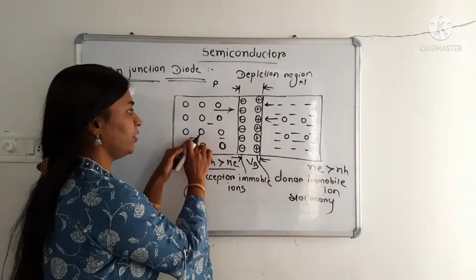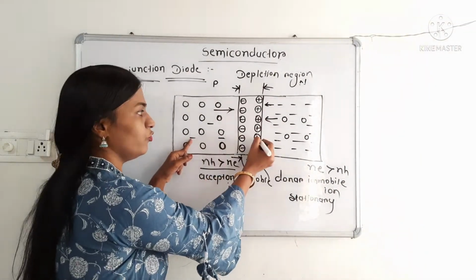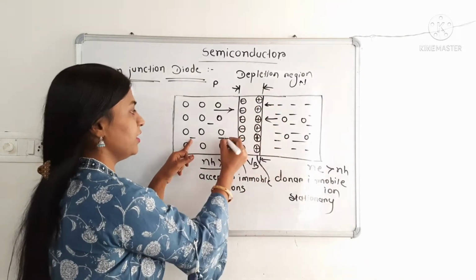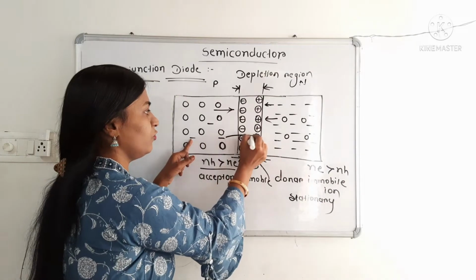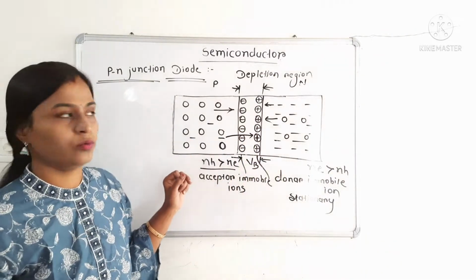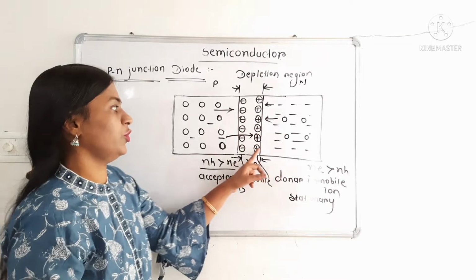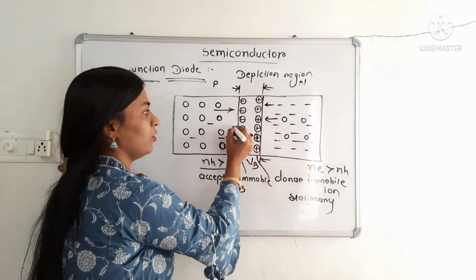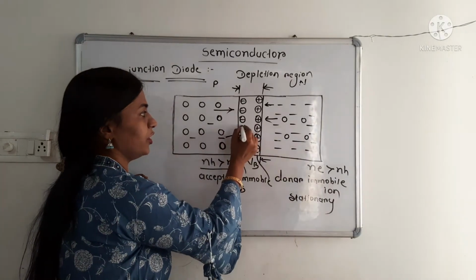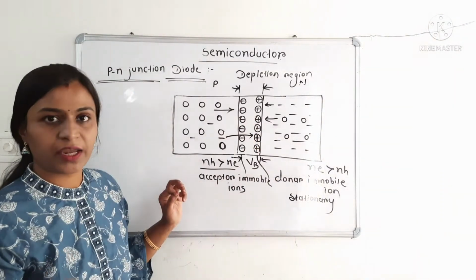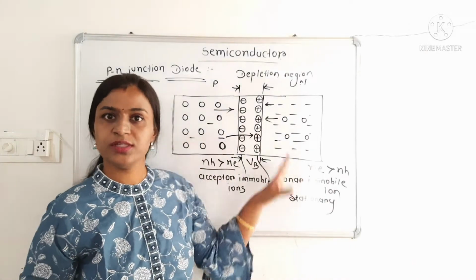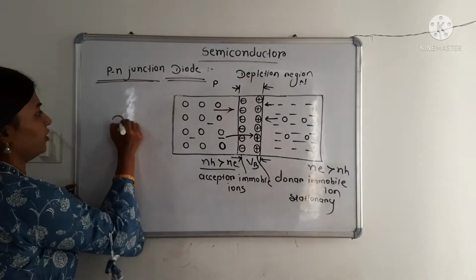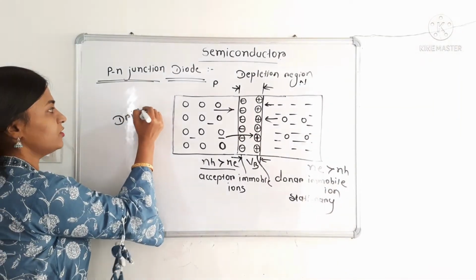See, here these are electrons, and these electrons move towards this positive potential, positive polarity. The electrons are attracted towards the positive terminal, and these holes move towards the negative potential. As these minority carriers can pass through this junction, some current flows, and that current is drift current.